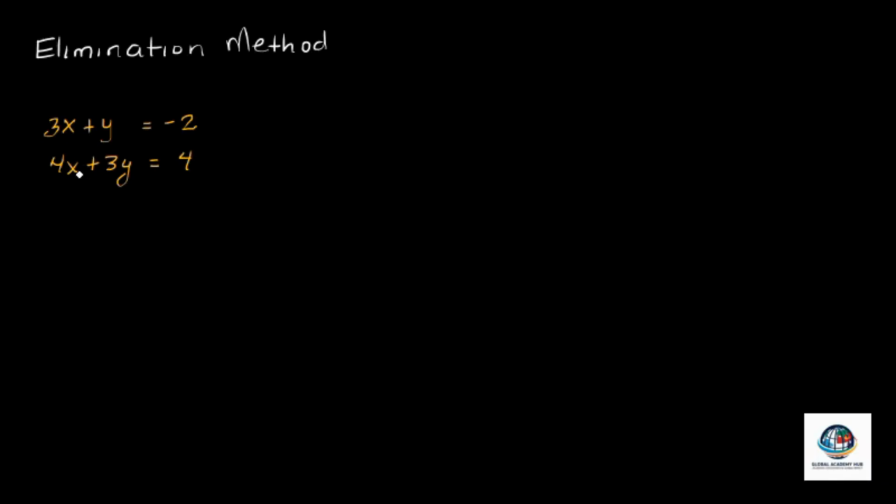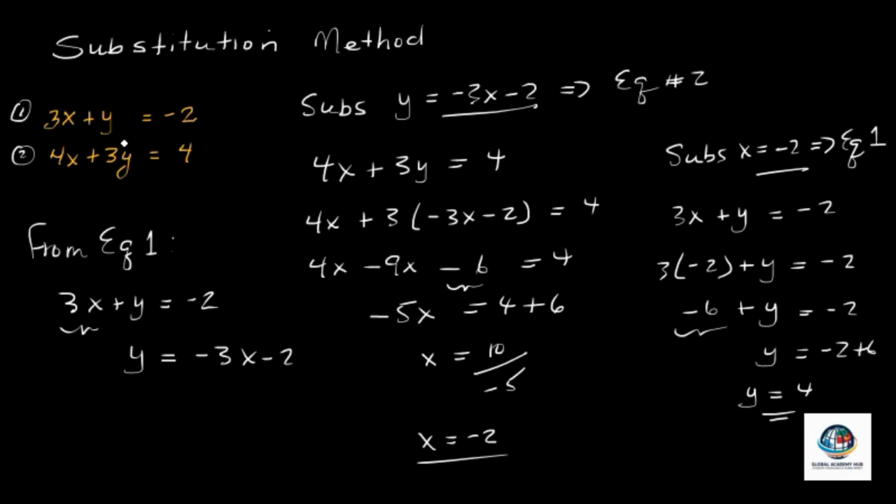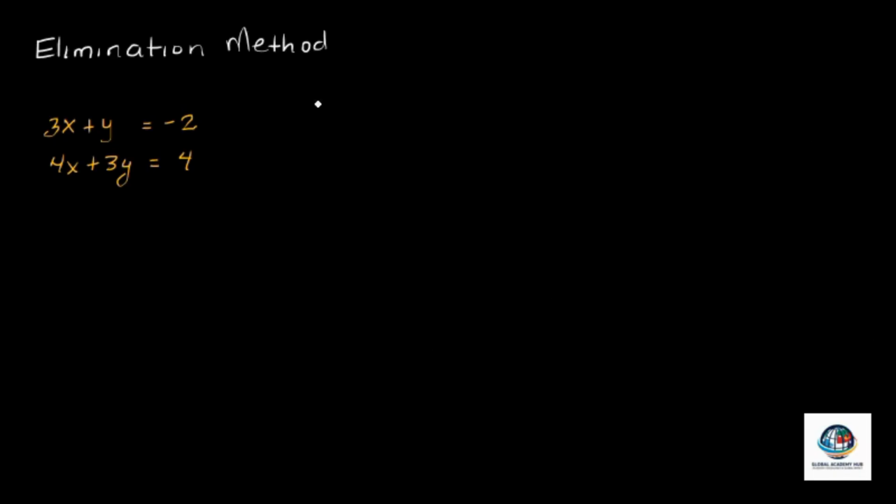It's the same system of equations. So I should get the same answer. So let's again recall what the answers are. X is equal to minus 2, y is equal to 4. Okay? So what I'm going to do now is I'm going to eliminate one of these variables. I'm going to choose to multiply equation 1 by minus 3.